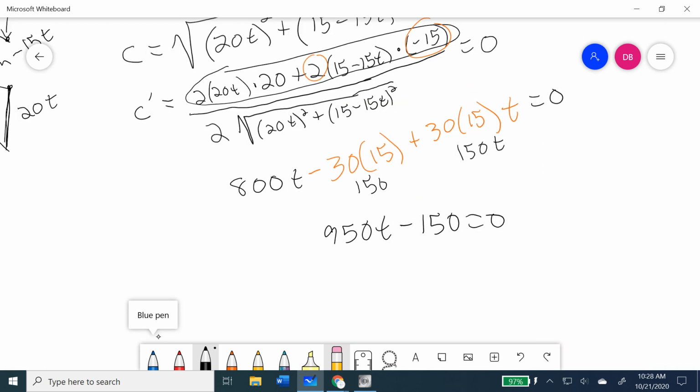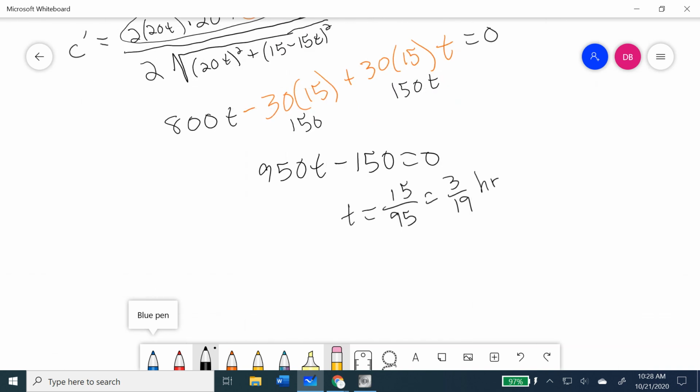And now I'm ready to go. 150 divided by 950. Let's see, can someone just reduce that fraction real quick for me? Thank you. Now, remember that time is in hours. So it's this much of an hour after 2 p.m. So you just need to figure out what is 3/19 of 60 minutes.